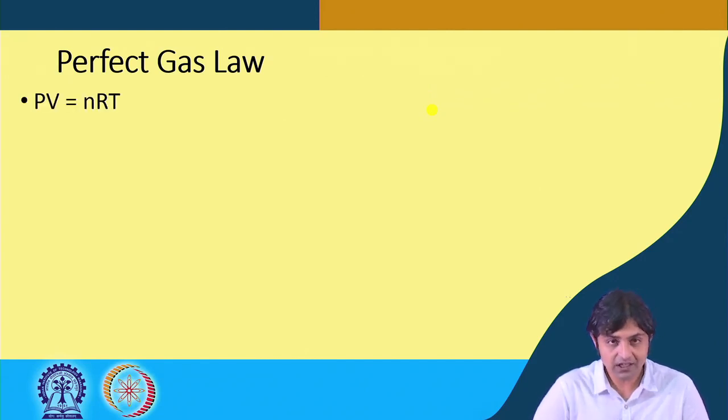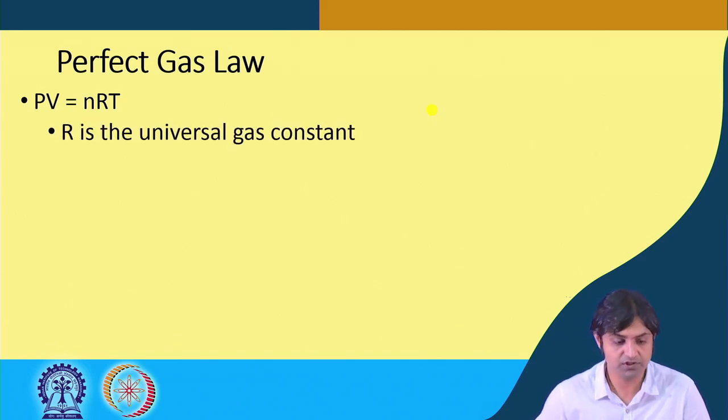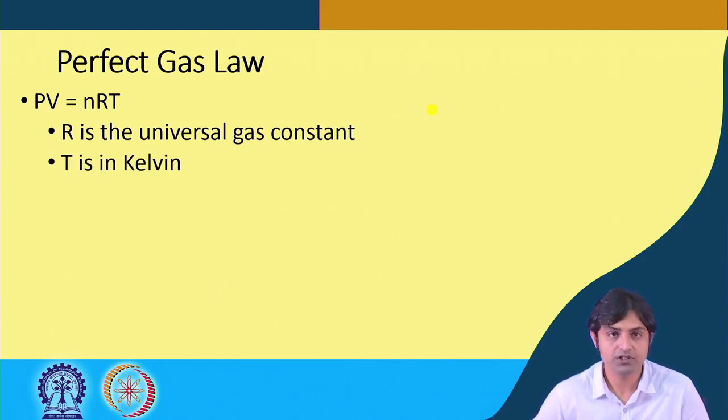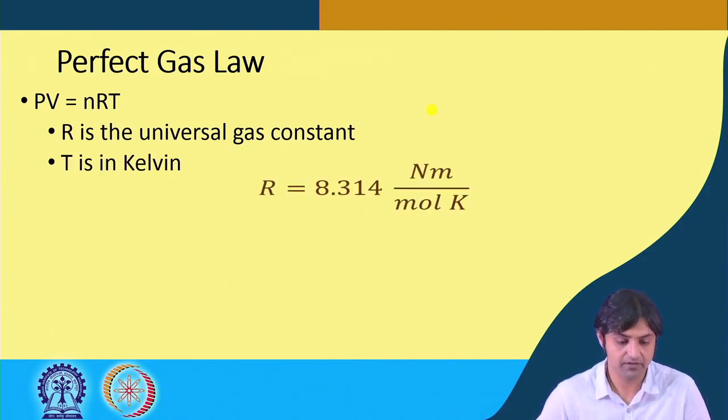So what does it say? If you remember, it says PV is equal to nRT, okay, where P is pressure, V is volume, R is gas constant, T is temperature, and n is the number of moles. R is a universal gas constant. Temperature is taken in Kelvin. The value of R is given as 8.314 Newton meter per mole Kelvin.